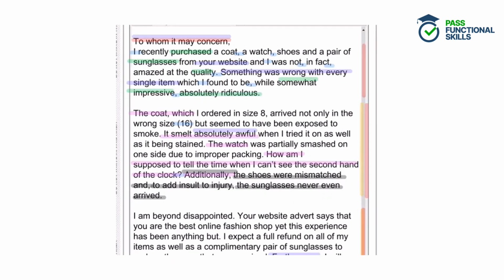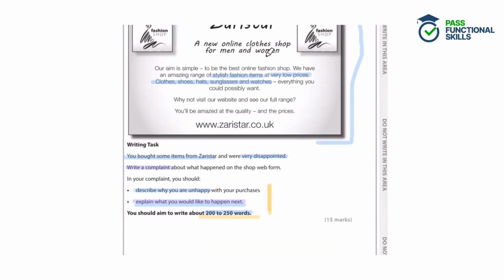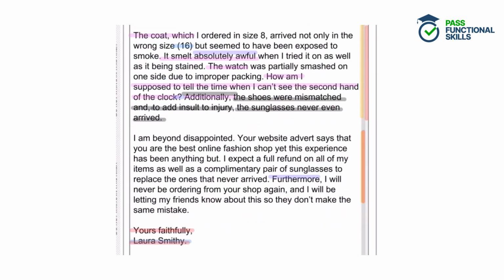So overall, this is a really fantastic answer. We've seen that spelling, punctuation and grammar within the answer are all accurate and appropriate. We've also seen that the answer effectively addresses each point in the question and takes into account the context that we've been given about the fashion shop. We've got a relevant amount of detail that's included about what's wrong with the items and what the person wants to happen. And we've got correct formatting throughout the answer.